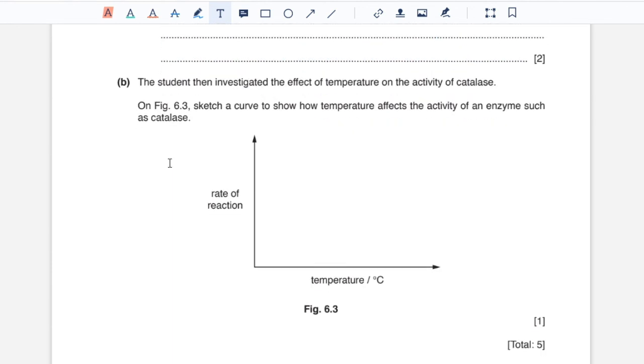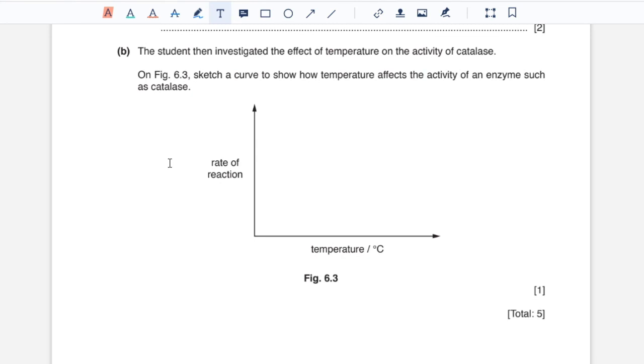B. The student then investigated the effect of temperature on the activity of catalase. On figure 6.1, sketch a curve to show how temperature affects the activity of an enzyme such as catalase. So up to the optimum temperature, as the temperature increases, the rate of reaction would also increase, and then beyond the optimum temperature, increasing the temperature would cause the enzyme to denature, and therefore the rate of reaction would fall rapidly. And this is it.